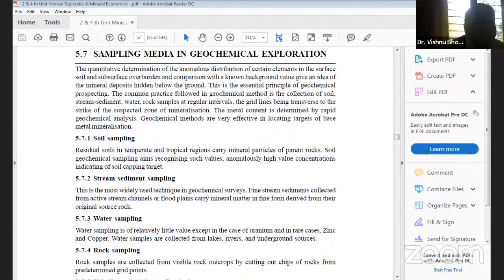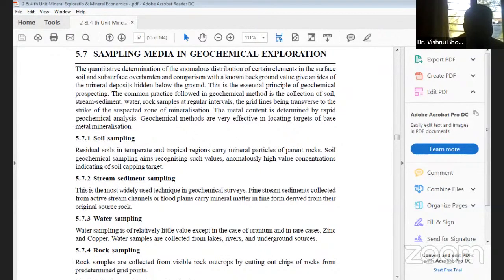The first one is soil sampling. In soil sampling, residual soils play a very important role in collecting samples. These residual soils in temperate and tropical regions carry the mineral particles from the parent rocks. The main aim of soil sampling is to recognize the anomalous values and identify the highest threshold areas. And the second one is stream sediment sampling.